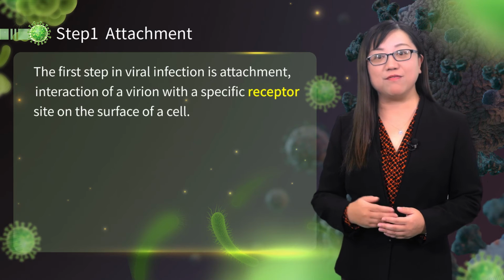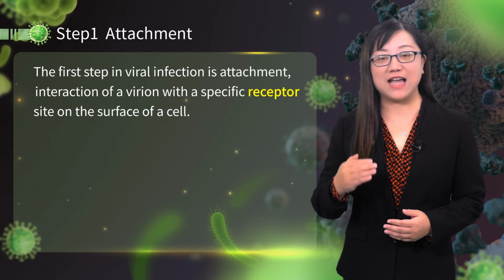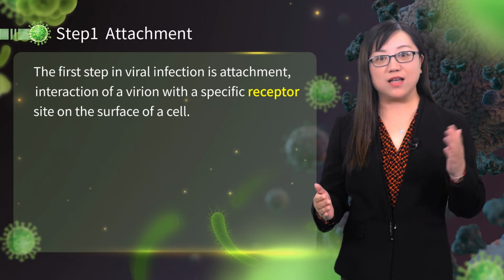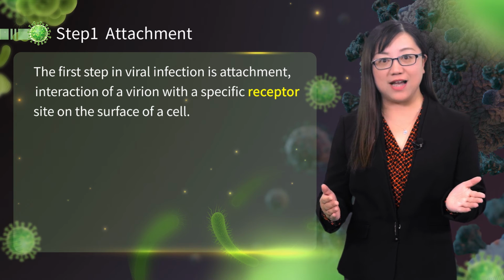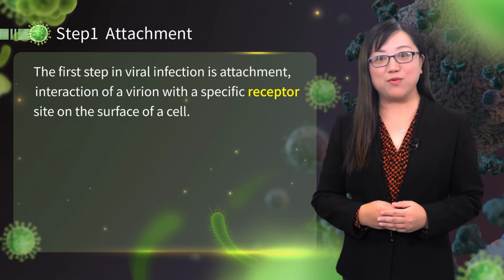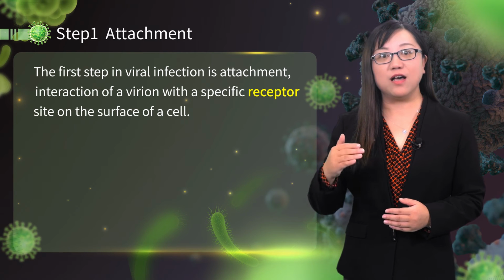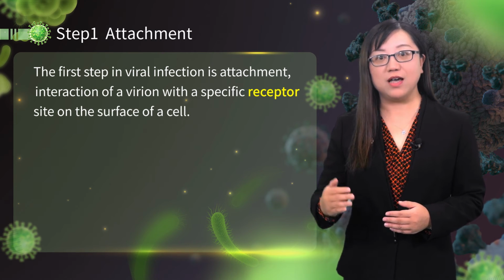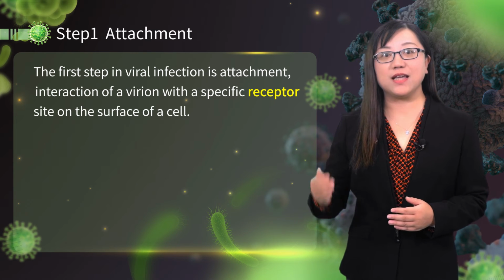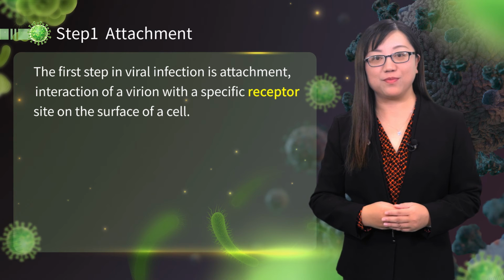The first step in viral infection is attachment, interaction of a virion with a specific receptor site on the surface of a cell. The virus must recognize an appropriate target cell, attach to the cell, and then penetrate the plasma membrane and be taken up by the cell.